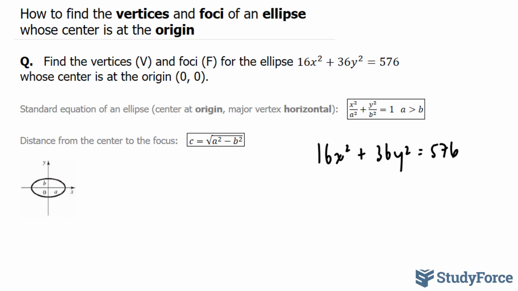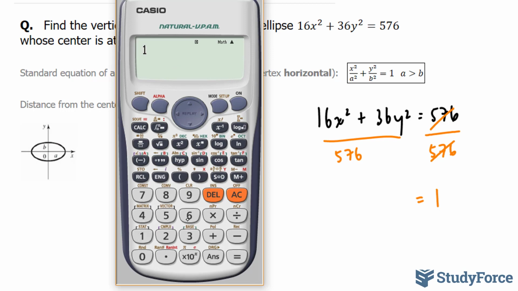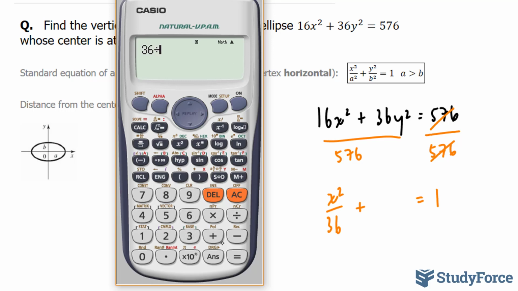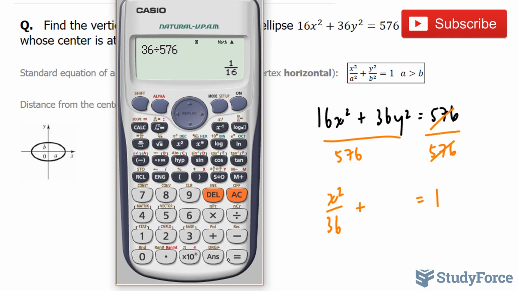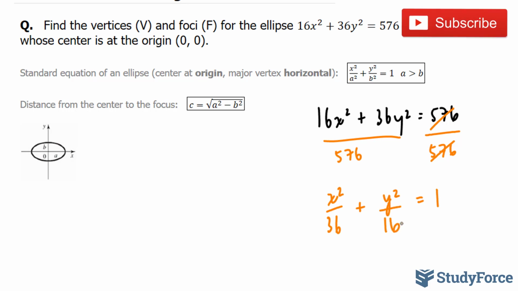If I divide both sides by 576, here's what I get. The right side becomes 1. On the left side, we have 16 over 576. We'll use our calculator: 16 divided by 576 gives us 1 over 36. So we have x squared over 36 plus 36 divided by 576, which gives us 1 over 16. So y squared over 16.